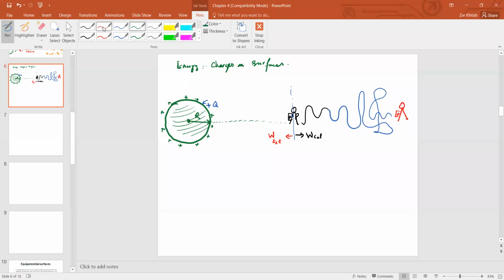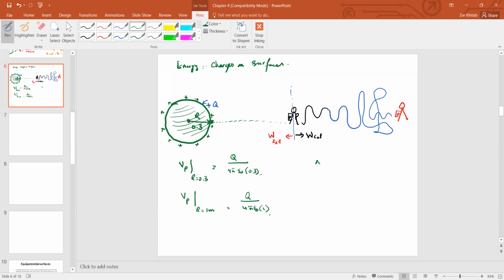Suppose this is 0.3. If someone is interested in finding the potential Vp at R equals 0.3, it should be Q over 4 pi epsilon naught R, where R is 0.3. You can also calculate Vp at R equals, say, 1 meter. That's again Q over 4 pi epsilon naught into 1. Okay, so this is how you are going to calculate.